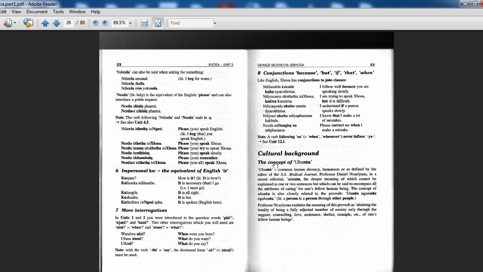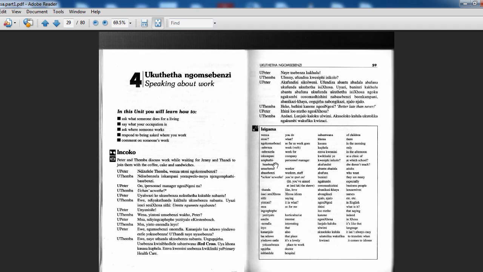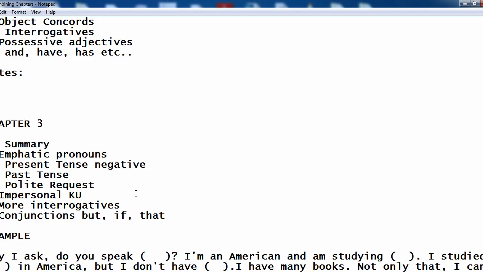Six, the impersonal ku, the equivalent of English "it." Seven, more interrogatives. And then what was eight? Conjunctions: because, but, if, that, and when. Okay, and then again, you go back to this pad here, or wherever you like to take your notes, and you put that stuff jotted down.